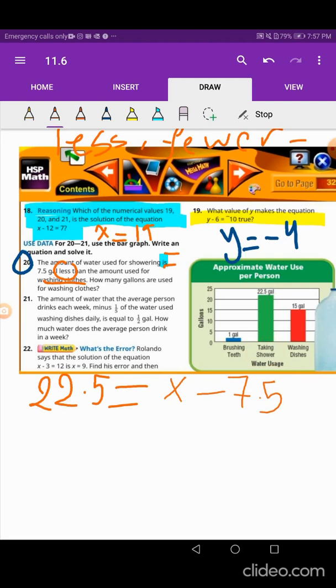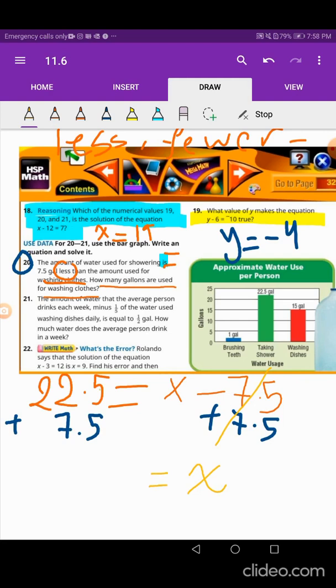From this equation, how many gallons are used for washing clothes? We need to find the value of x. It's very simple. We add 7.5 over here because it's the opposite operation, and 7.5 over there. Minus 7.5 plus 7.5 will cancel each other. We kept the x isolated. 5 plus 5 is 10. 1 plus 2 plus 7 is another 10. 1 plus 2 is 3. Which means, what is the amount that I use for washing clothes? I need 30 gallons of water.